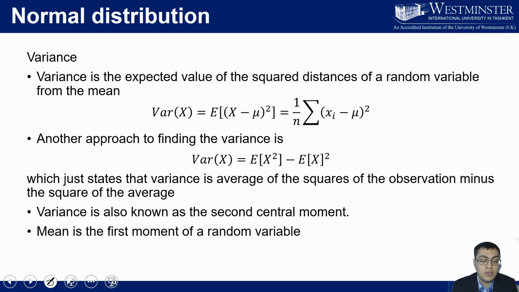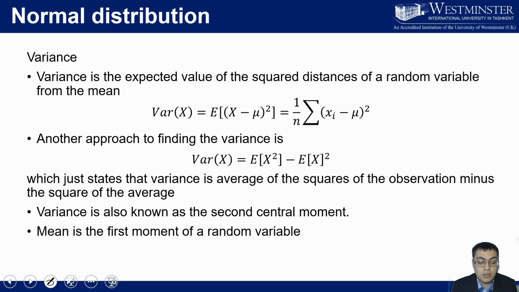Then let's look at variance again. Variance is the expected value of the square distances of any random variable from its mean, or in other words, its average square distance from its mean. Another approach to finding this variance is, first of all, taking the average of the squared numbers of the observations that we have, and then subtracting from that the square of the average.